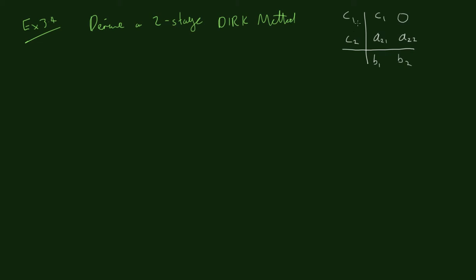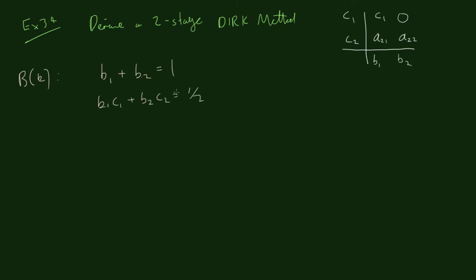Okay, so for a DIRK method, we have 1, 2, 3, 4, 5, 6, 7 coefficients to solve for. So how do we solve for those 7 coefficients? Well, let's look at the order conditions. So remember the B K order conditions for a two-stage method. B1 plus B2 is 1, and B1 times C1 plus B2 times C2 is equal to 1/2.